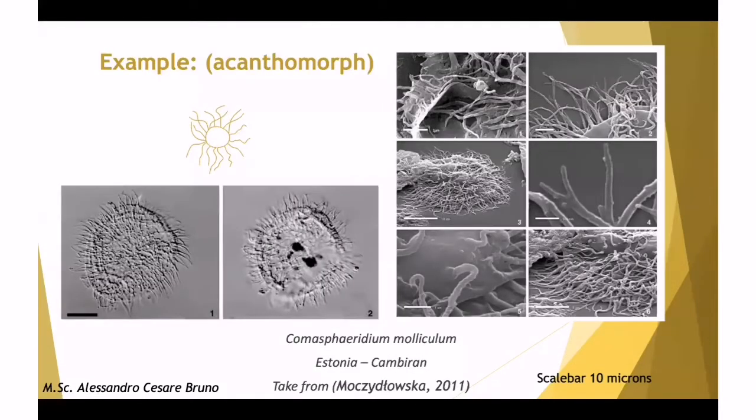Here there is another example of an acanthomorph. This is a Comasphaeridium molliculum from Estonia, from the Cambrian. This specimen is characterized by a central body that yields several elongated and fine spines all over the body. And here there is the representation. We can see the specimen from a three-dimensional point of view, and so we can see all the characteristics of the acritarchs.